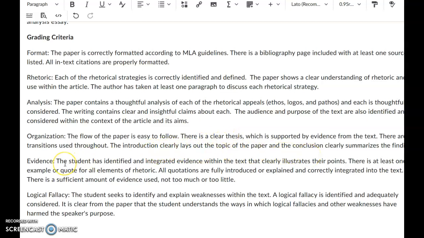Just like we've been learning, the paper should be organized, with a clear thesis, an introduction and conclusion, and transitions throughout. There should be evidence in the text. I need to see some sort of quote for most of them. The one thing I will say is sometimes it's hard to quote ethos. You can, but if you can't find an actual quote, and you just explain the use of ethos in the text, that's fine. But you should be able to quote at least something for logos and pathos.